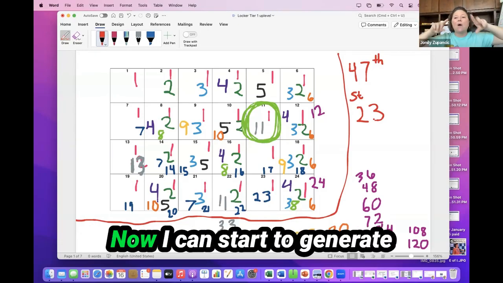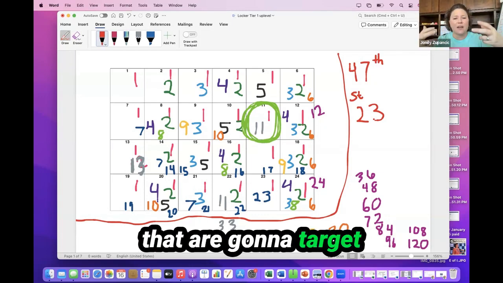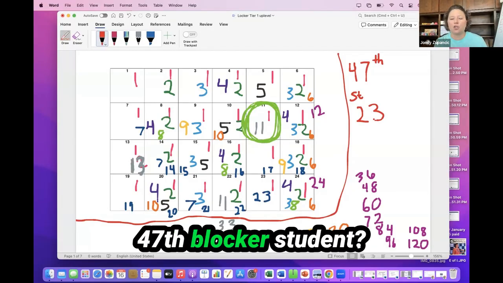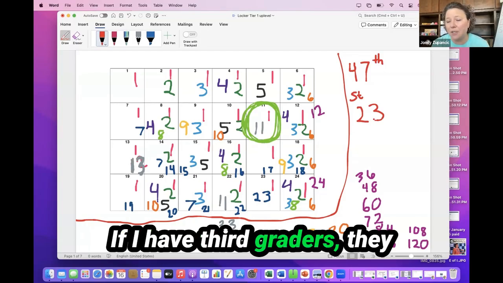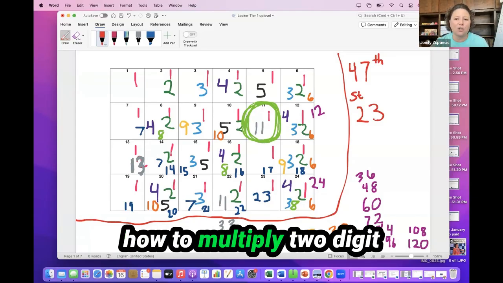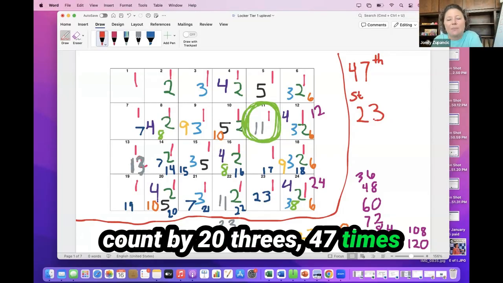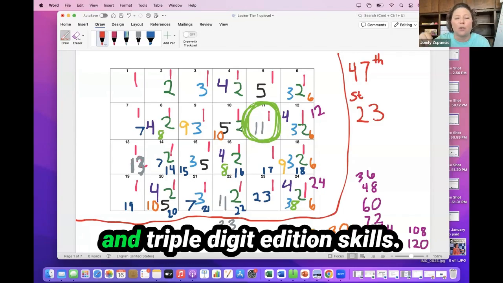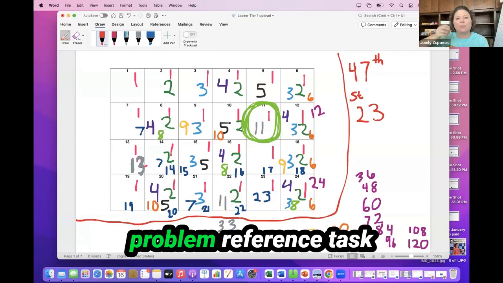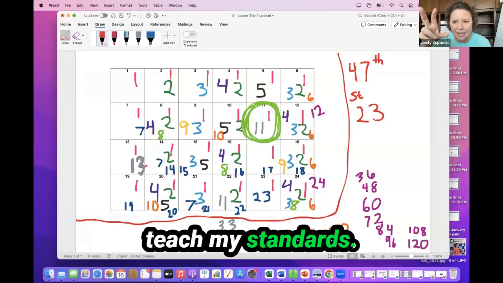The locker problem, now I can start to generate locker problem questions for every grade level that are going to target various standards at every single grade level. This question, what's the 47th locker student 23 touches? If I have 3rd graders, they don't have to master that standard yet. But I can have 3rd graders investigating how to multiply 2-digit by 2-digit numbers, because they could actually skip count by 23s 47 times and be able to do this and practice their double-digit and triple-digit addition skills. So I can use the locker problem reference task to then spring out and teach my standards.